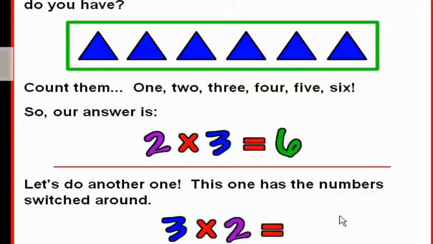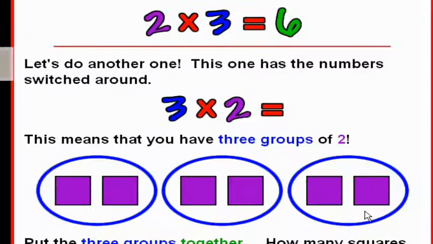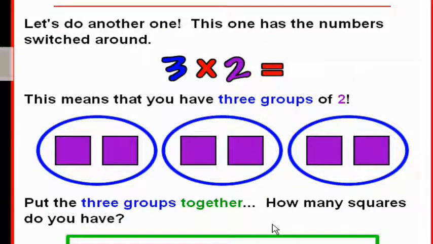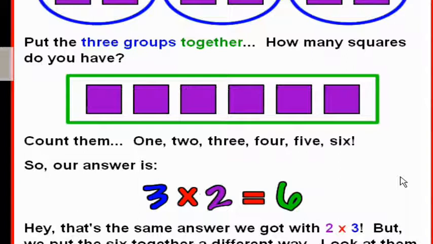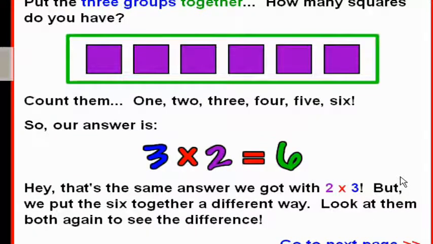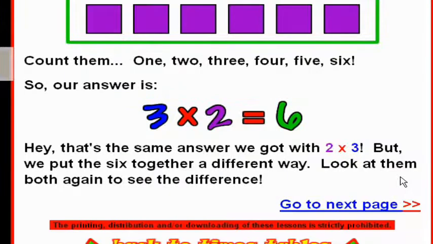Let's do another one. This one has the same numbers switched around. Read it for me. 3 times 2 equals. This means you have 3 groups of 2. When you put those 3 groups together, how many squares do you have? 6. 3 groups of 2: 2, 2, and 2. So it's the same answer? That's exactly right. It's the same answer we got with 2 times 3, but we put the 6 together a different way. Look at them both again to see the difference.